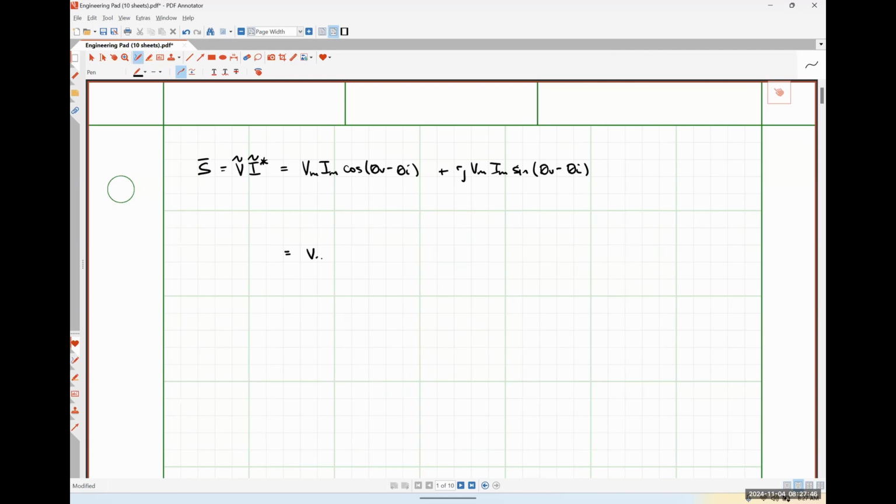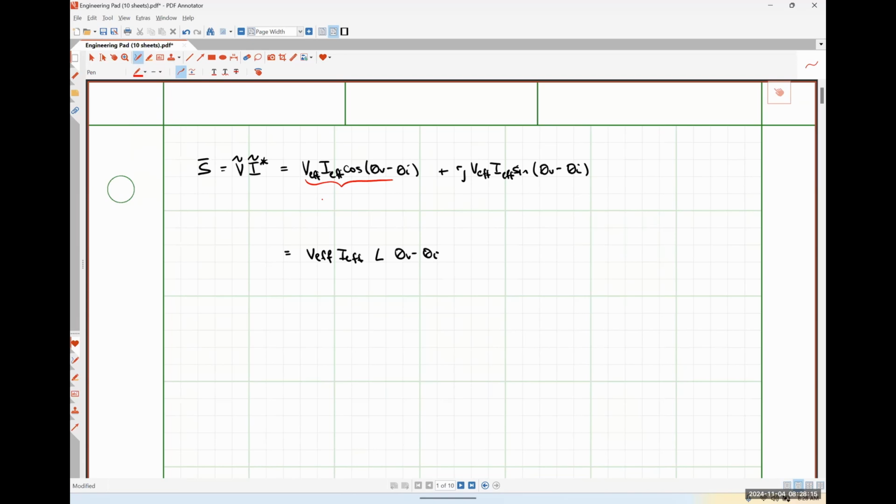or V effective, those shouldn't be M's, those should be effectives, times I effective with an angle of theta V minus theta I. Let me add that extra info.